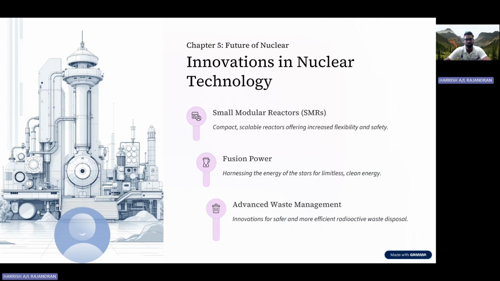In the future, we can have innovations in nuclear technology. And what are those? Small modular reactors, fusion power, and advanced waste management.